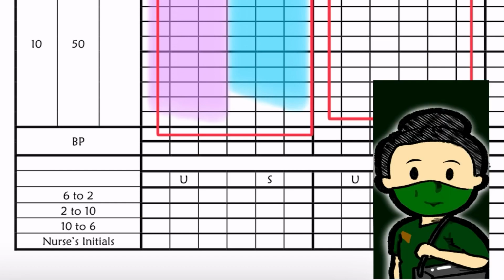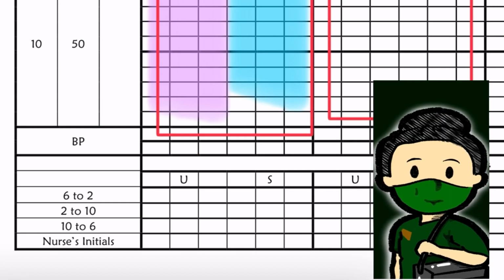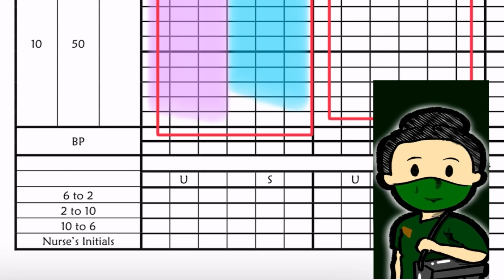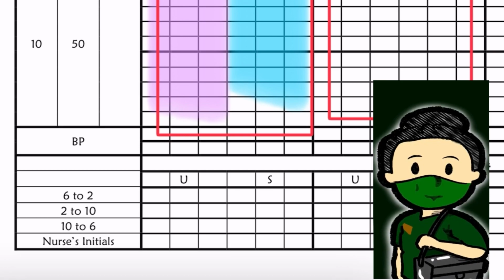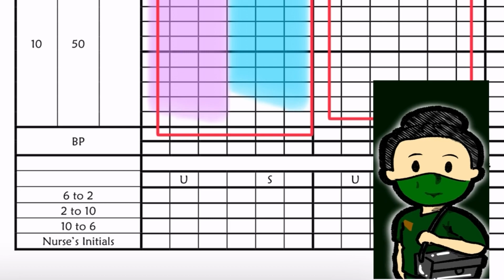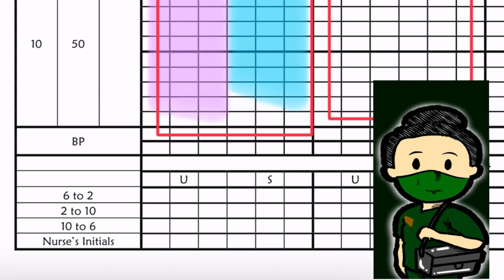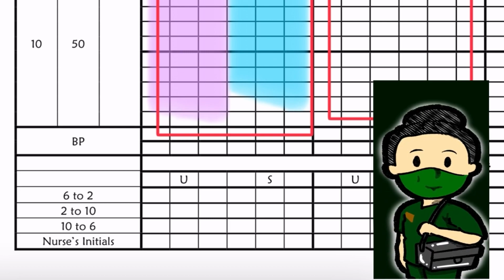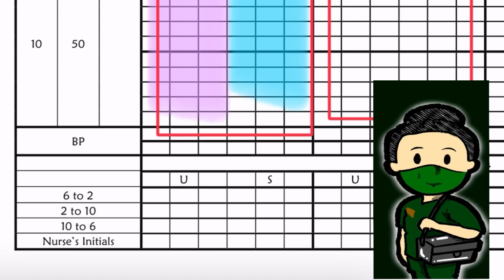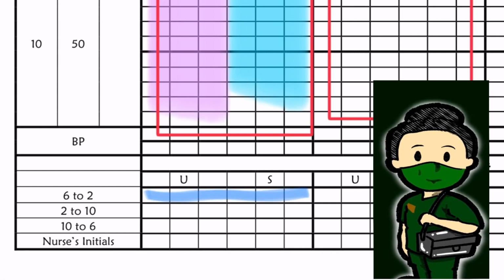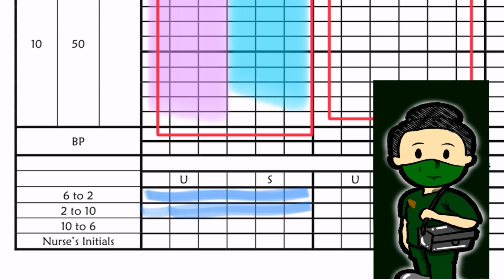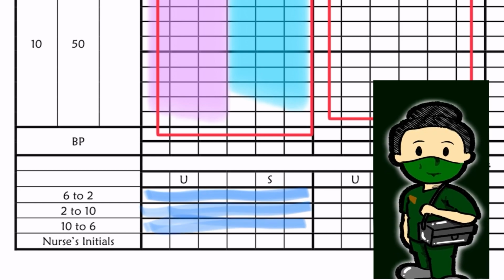At the bottom part of our TPR sheet, you'd notice spaces intended for urine output and bowel movement, and these are represented by letters U and S respectively. Monitoring of urine output and bowel movement is divided into 3 shifts: 6 a.m. to 2 p.m., 2 p.m. to 10 p.m., and 10 p.m. to 6 a.m. of the following day.